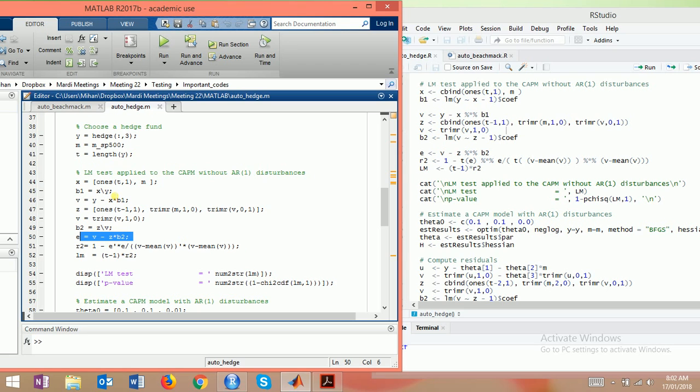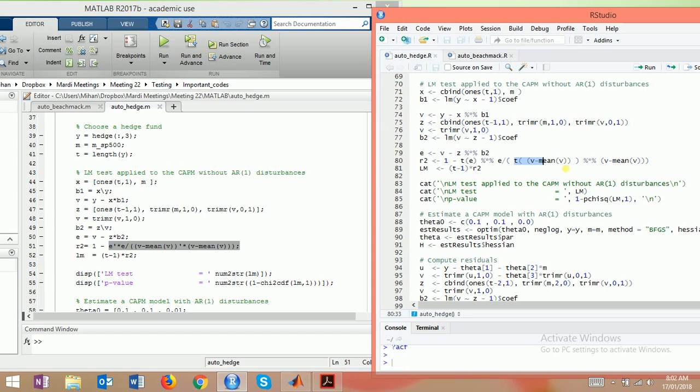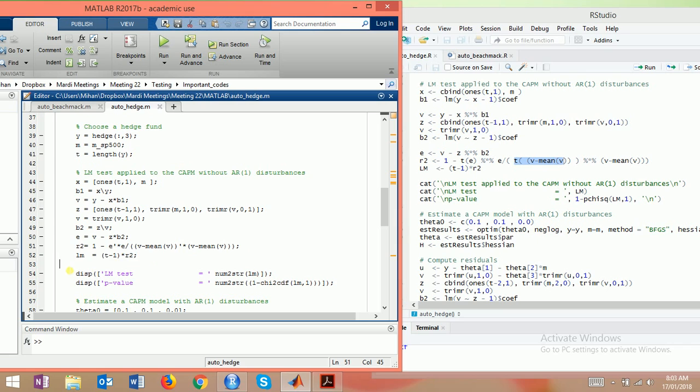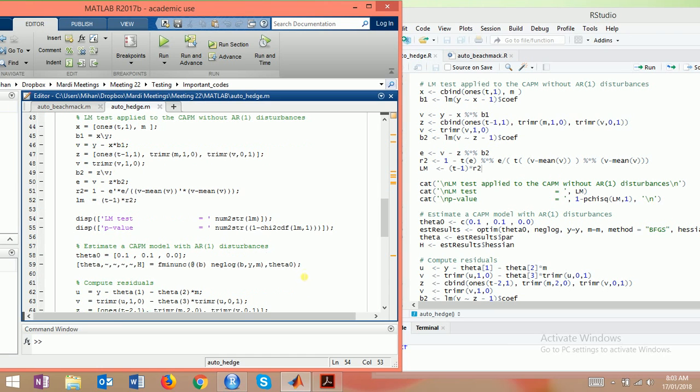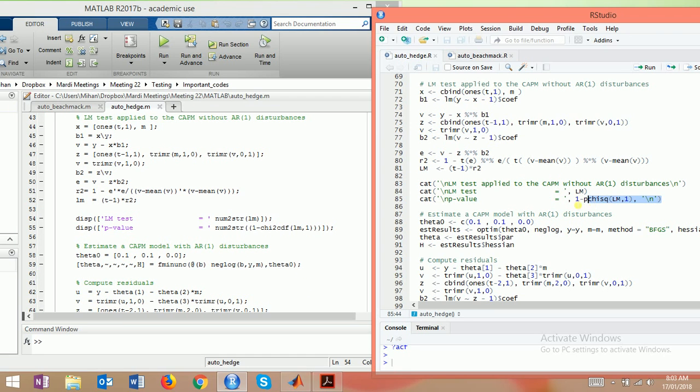E is equal to V minus Z beta 2, beautiful. Then we have R2, which is 1 minus E transpose E, divided by V minus mean V square. Oh, okay, this is divided, not regression, sorry. T minus 1 multiplied by R2 is LM. Okay, and then chi-square CDF of LM, 1 minus P chi-square.